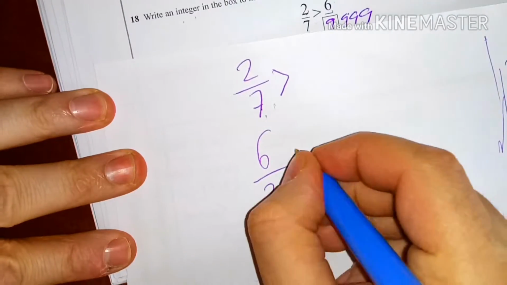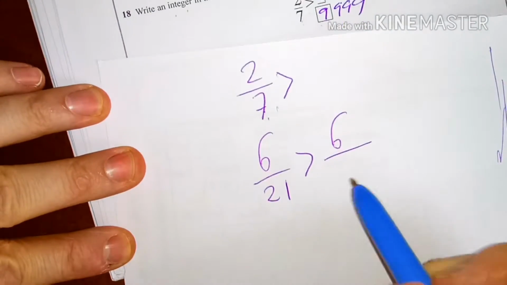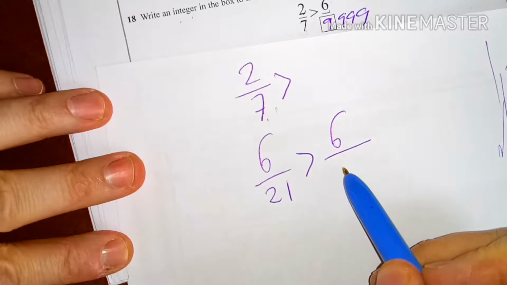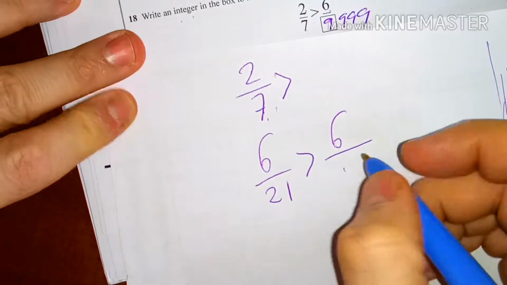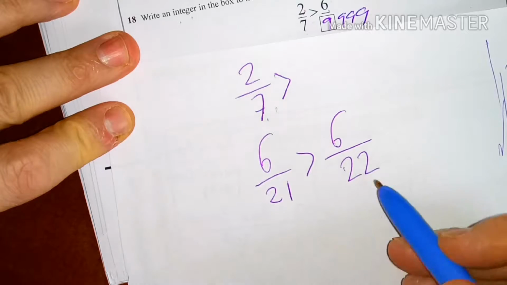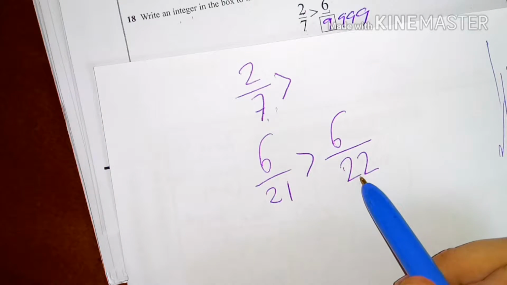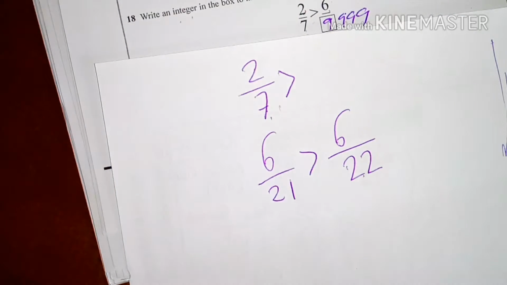So when you really think about this, I need this number really to be over 21. It's got to be an integer, so the smallest value that I can have is 22. So any numbers less than 22 will give me the wrong answer.